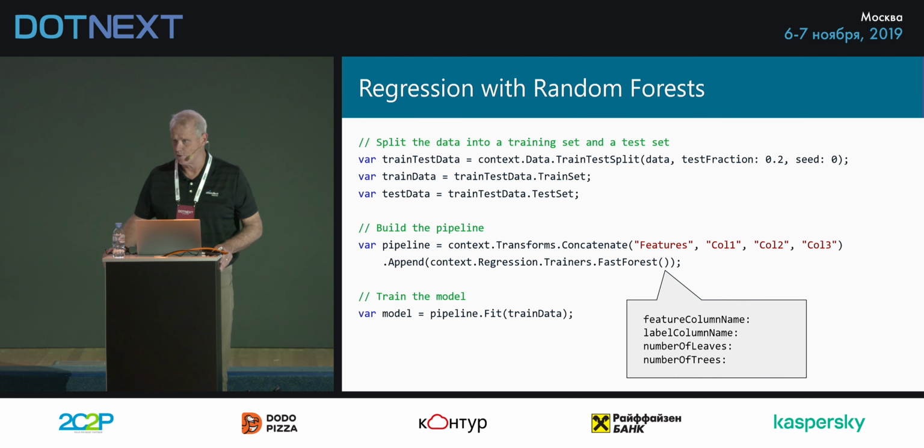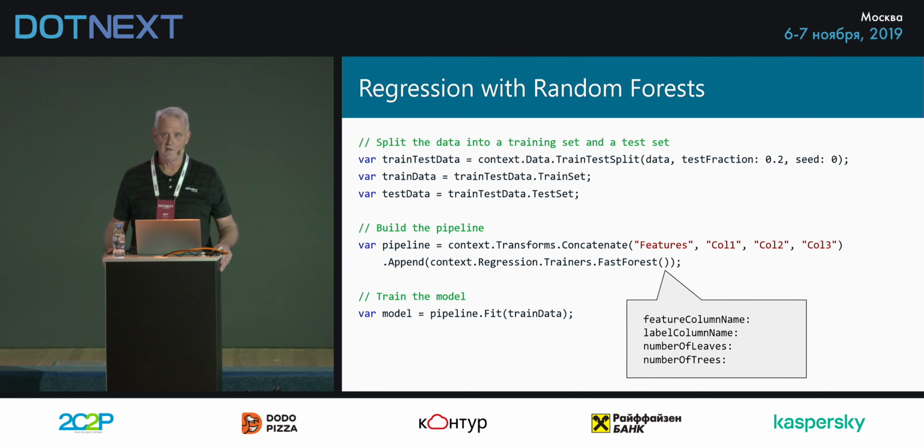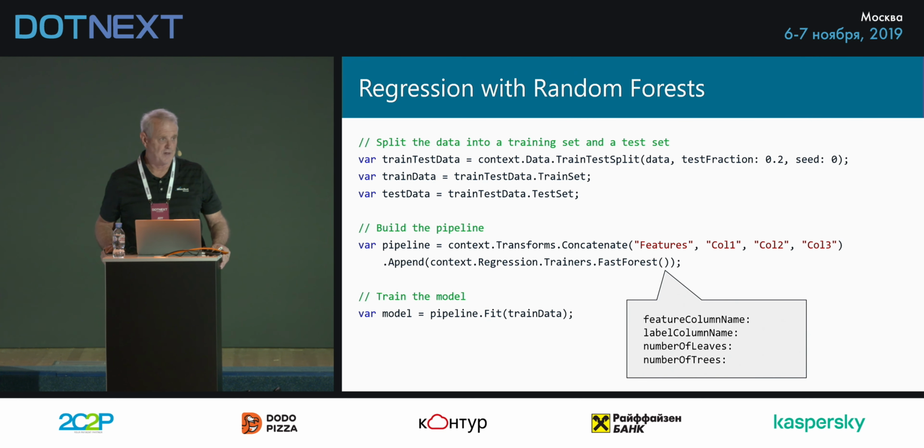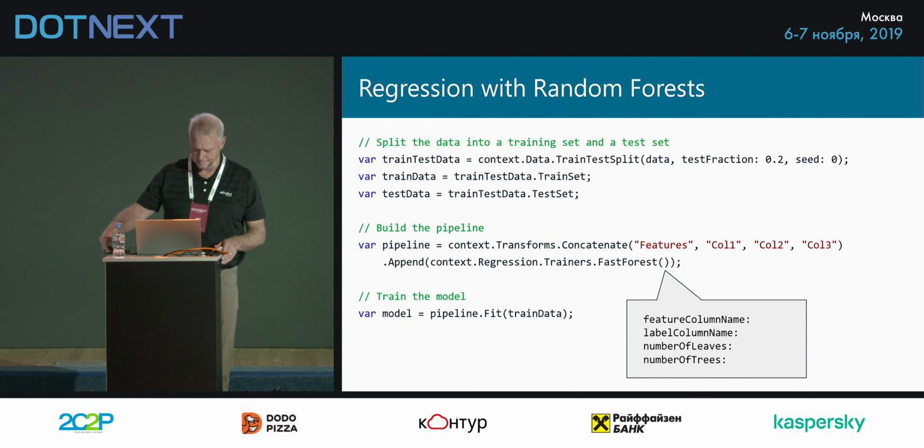Now, those are optional. If you simply want to include all of the columns in the data view, you can leave off those extra parameters. But in this case, I'm saying take the columns named call 1, call 2, and call 3, whatever they are, and those are the ones that are my so-called feature columns. Those are the ones that I want the model to look at during training.